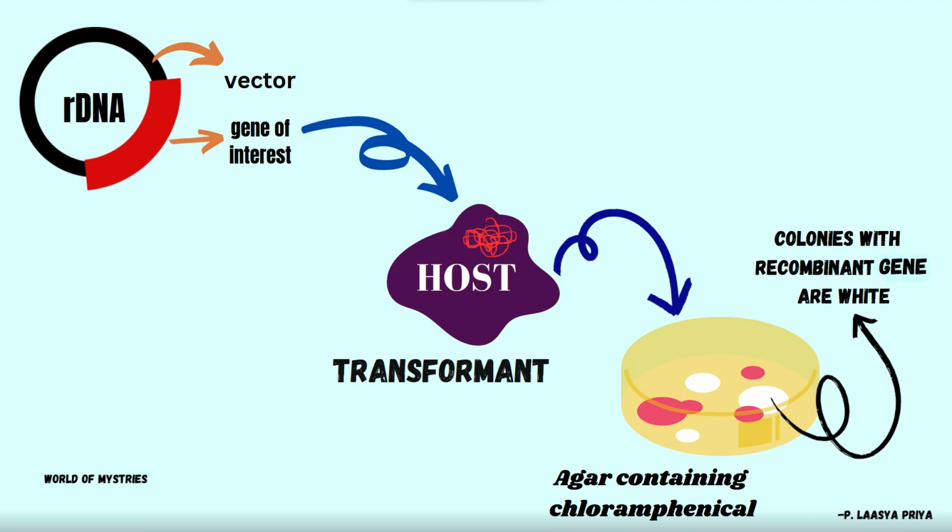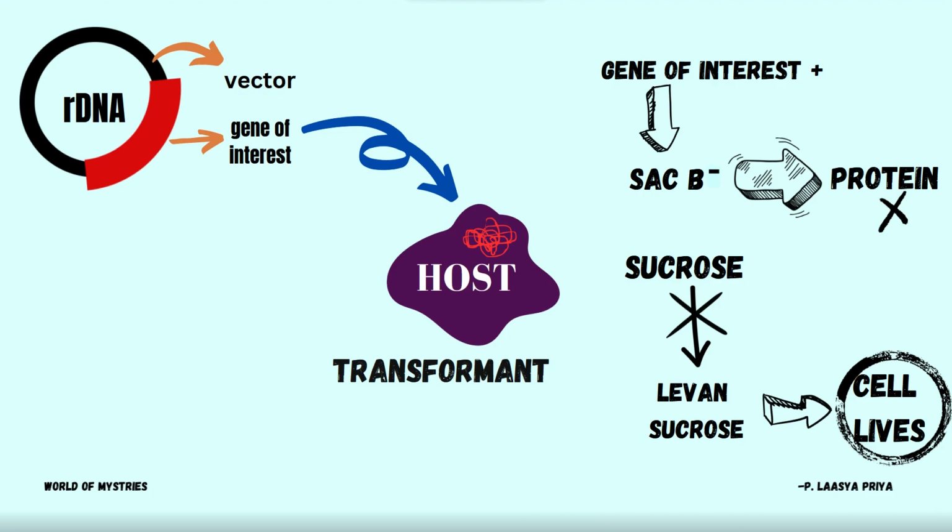Just like how it happened with chloramphenicol, it also happens with SacB. Here, the plus symbol represents the presence, and the minus symbol represents the absence. When the cell is transformed, the SacB becomes inactive because the protein cannot be formed, due to which the sucrose won't be converted into levan sucrose, which is toxic. So the cell can survive because levan sucrose doesn't form in the cell of transformants.